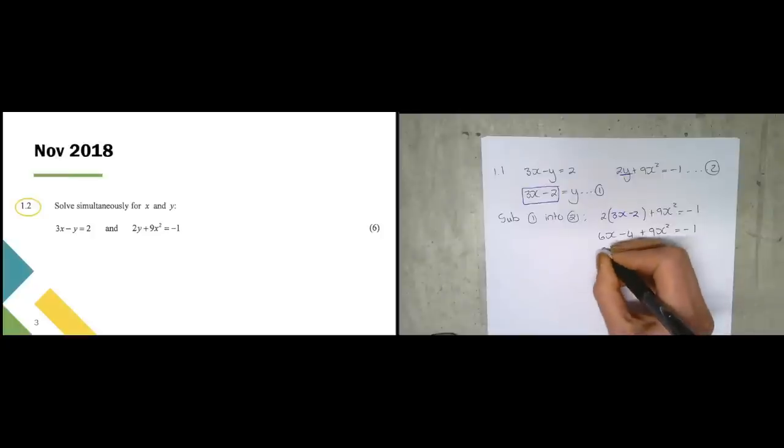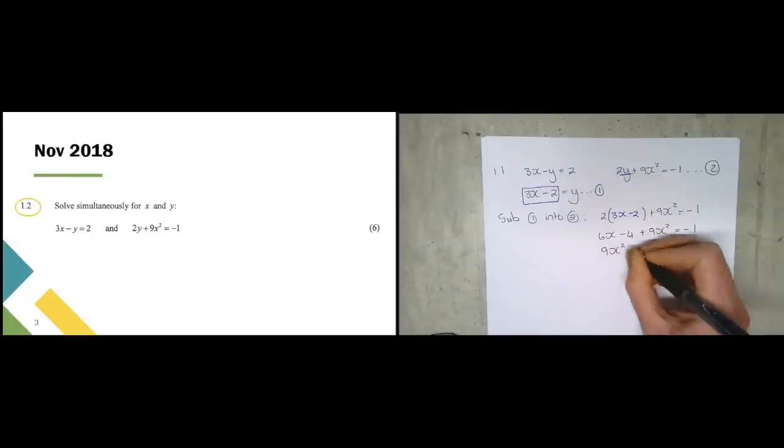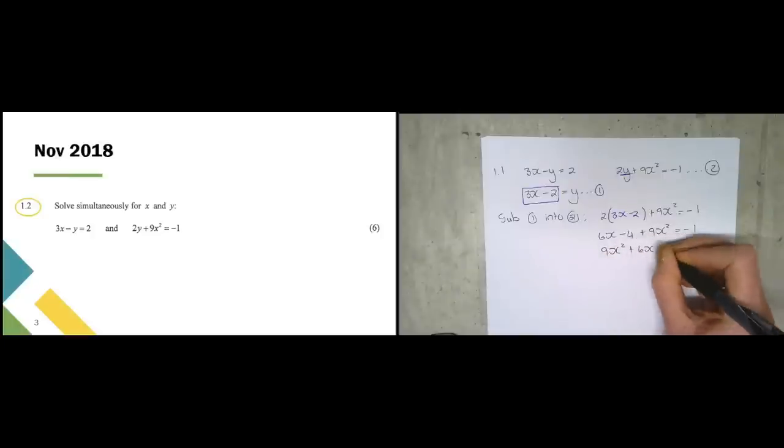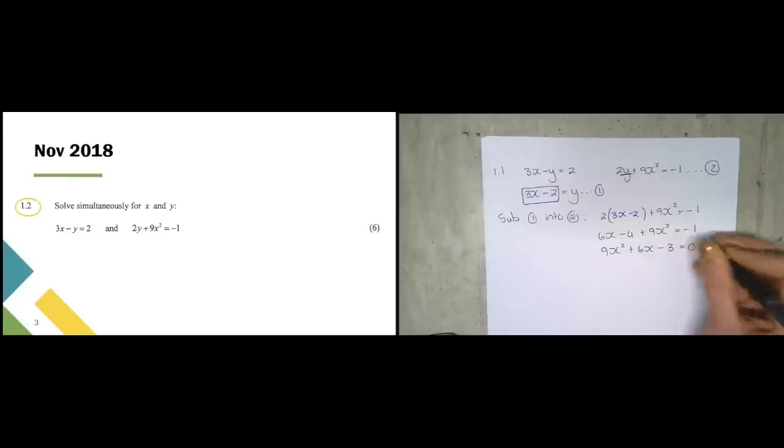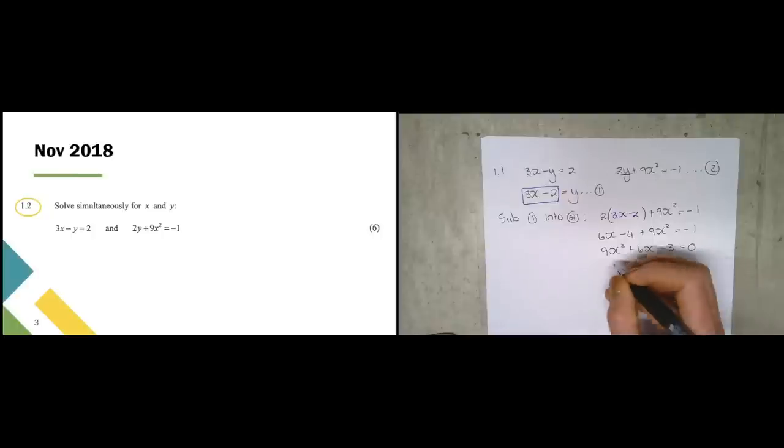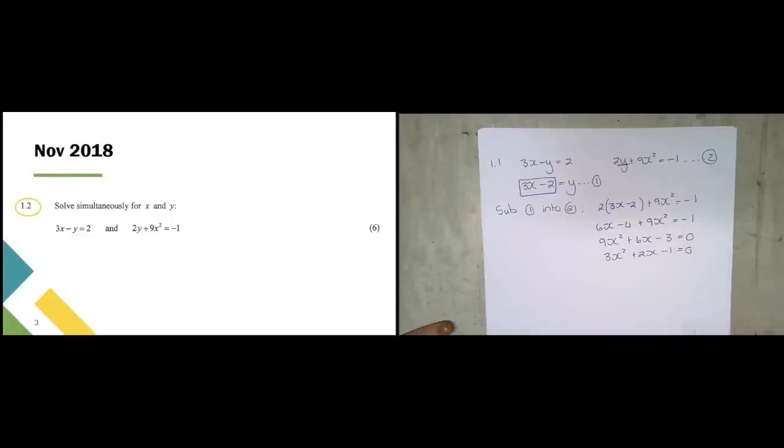Write it in standard form. So that's 9x squared plus 6x minus 3 equals 0. And now I've got an equation in standard form that I can factorize. I'm going to divide everything by 3 first. So I get 3x squared plus 2x minus 1. That trinomial is just a bit easier to factorize. If I factorize it, my brackets are 3x minus 1 and x plus 1 equals 0.